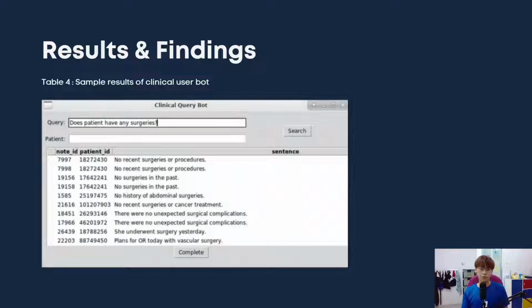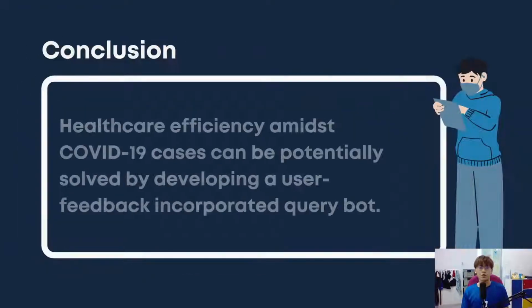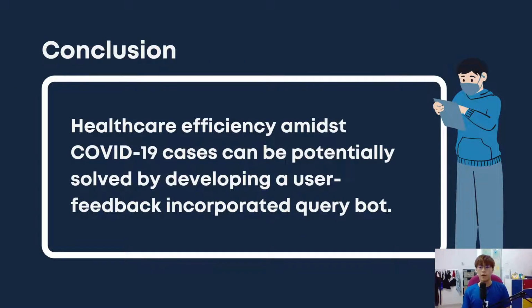So from table 4, we can see that the query "Does the patient have any surgeries?" returns relevant result. So to sum up, researchers developed an NLP-based query bot that handles synonyms and natural language ambiguity in order to retrieve relevant information from the patient chart. The results and findings also show how critical user feedback is to improve model performance.